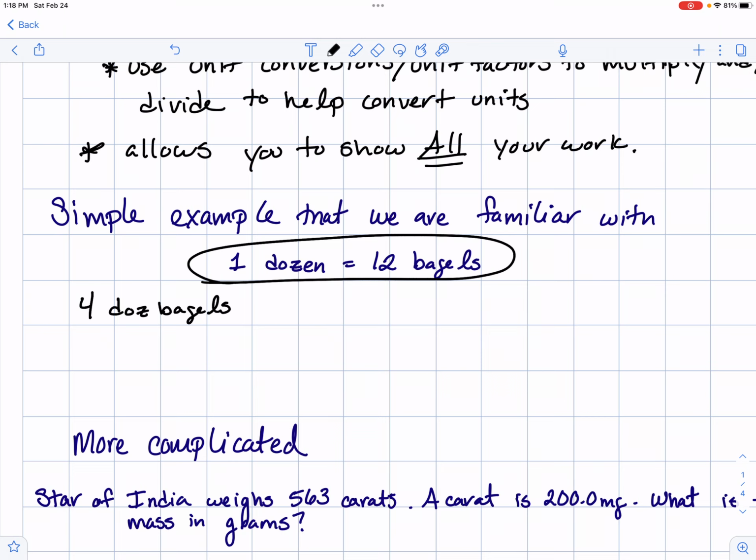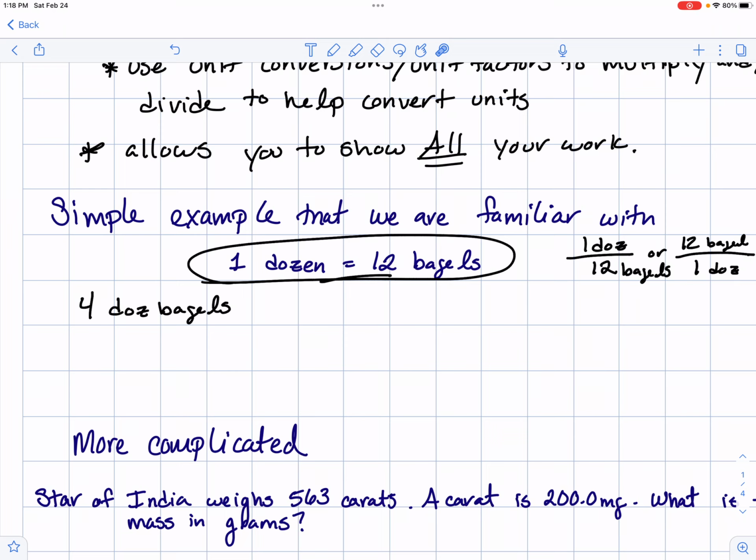So you can either say that you've got 1 dozen per every 12 bagels, or you can say that you have 12 bagels per every 1 dozen. Right? So either of those are true. They're saying the same thing. So saying 1 dozen is equal to 12 bagels is the same as saying 1 dozen per 12 bagels or 12 bagels per 1 dozen. So we call these conversion factors. So when we look at these over here, these are now our conversion factors.